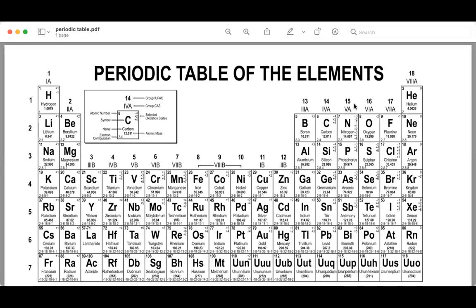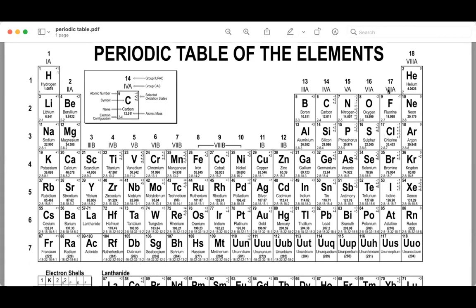Okay. So everybody sees a periodic table? Yes. Yeah, all right, cool. Just making sure I didn't share the wrong screen because I've got like 6 screens up.